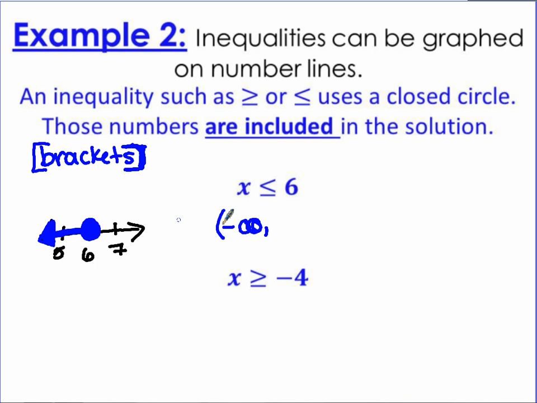The highest it's going to go is 6. It will never go higher than 6 because it says x has to be smaller than or equal to 6. And since it can be equal to 6, we're going to use a bracket to note that instead of a parenthesis, only because of the closed circle and this line underneath.